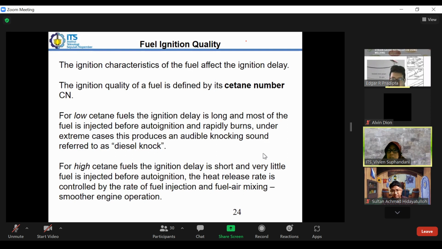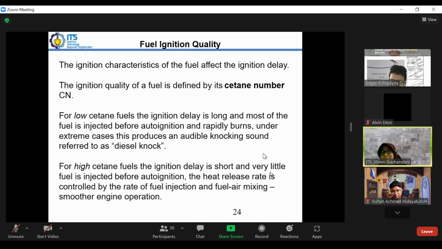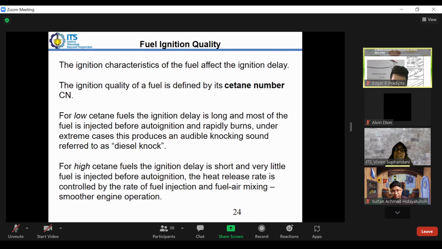Ma'am, excuse me, ma'am. Yes, Edgar. I want to give an addition. In DIN 51773, a fuel with a cetane number of 50 is exactly as ignitable as a mixture of 50% cetane and 50% 1-methylnaphthalene, instead of 1-methylnaphthalene, heptamethylnonane. All right. Okay, thank you.